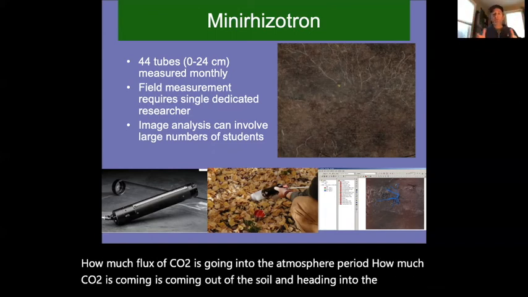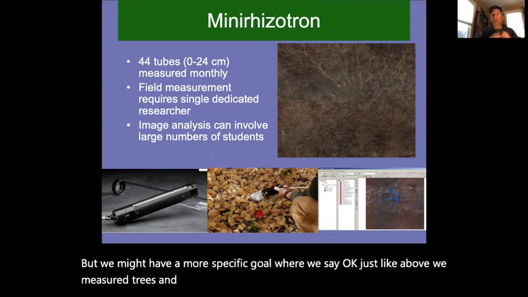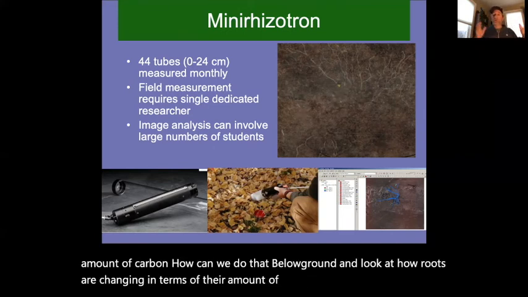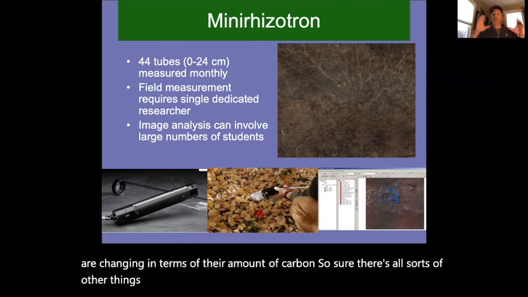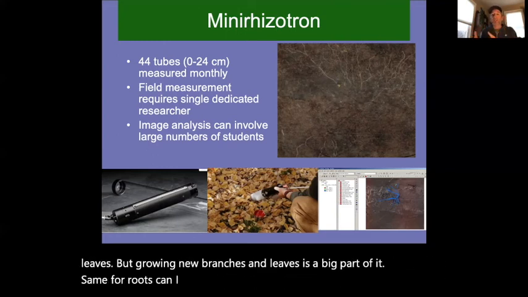But we might have a more specific goal where we say, okay, just like above, we measured trees and we measured their change through time in terms of amount of carbon. How can we do that below ground and look at how roots are changing in terms of their amount of carbon? So sure, there's all sorts of other things a tree does other than just grow new branches and leaves, but growing new branches and leaves is a big part of it. Same for roots. Can I look at roots and just see how they change through time?